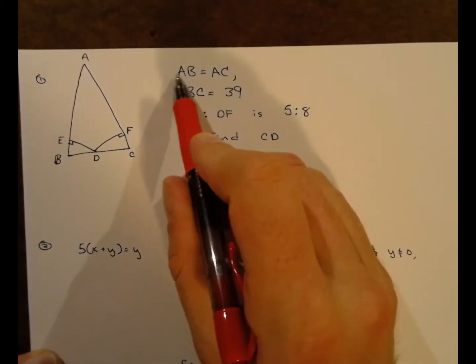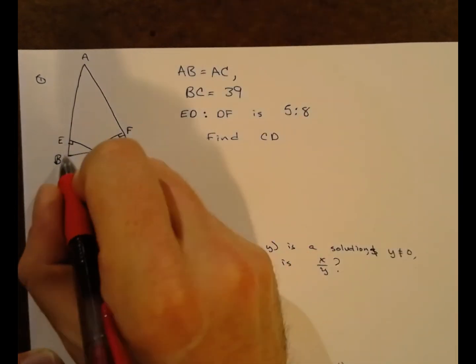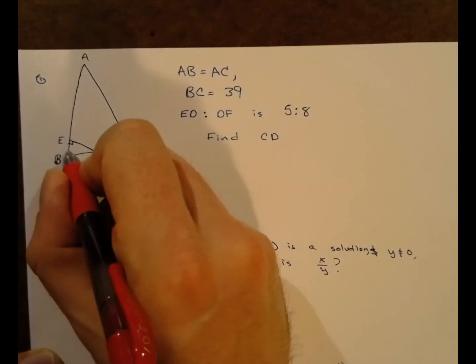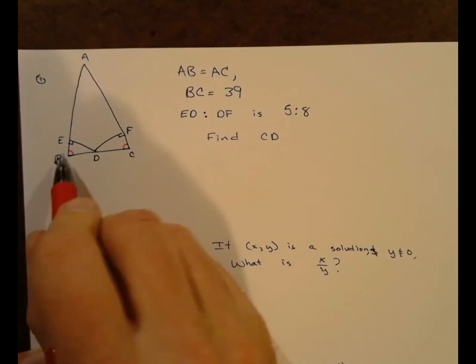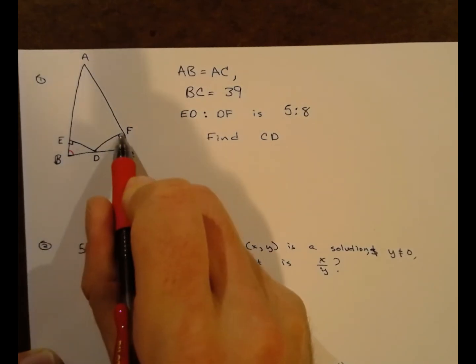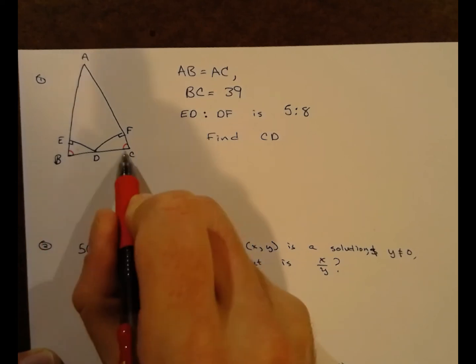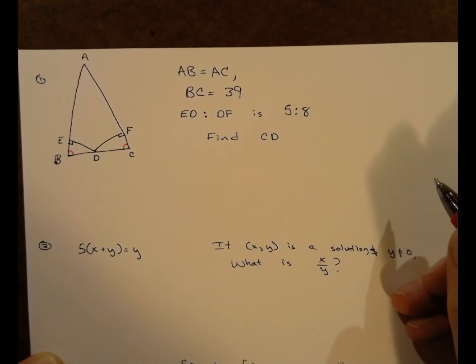Anyways, so AB and AC are congruent. What does that mean? Well, it means that this isosceles triangle with these 2 legs congruent is going to have these 2 base angles here congruent. And then you may notice that these 2 little right triangles have 2 congruent angles. That means by angle, the 2 triangles are similar.